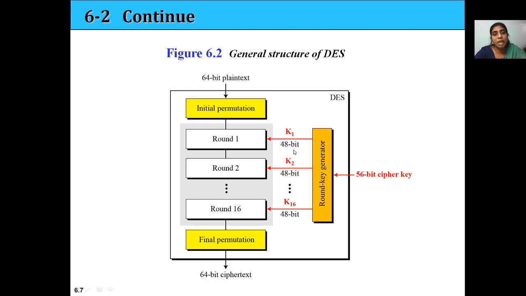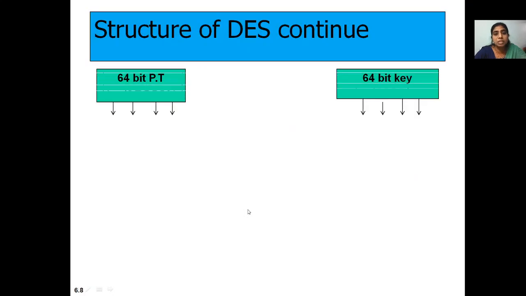Initially we had a 64-bit key which was compressed to a 56-bit key. Then at each of the 16 rounds we give a 48-bit key, and then we have the final permutation and we get the 64-bit ciphertext. So in the structure of the DES, initially we take the 64-bit plain text. Simultaneously we also take the 64-bit key.